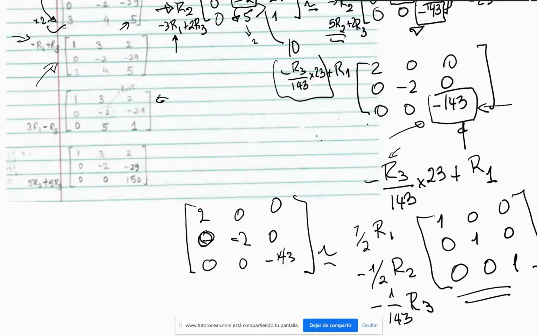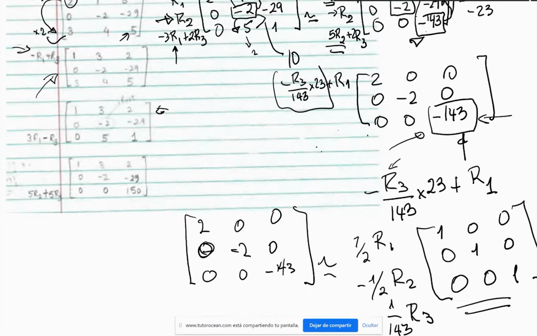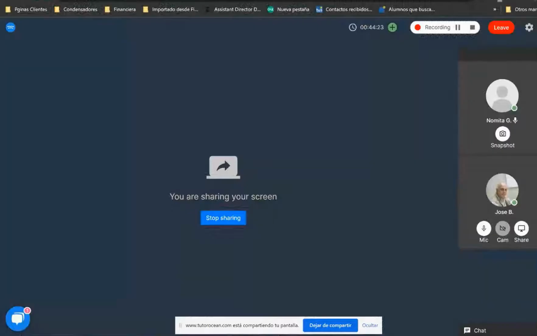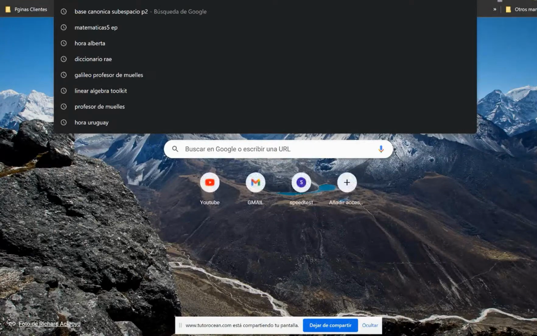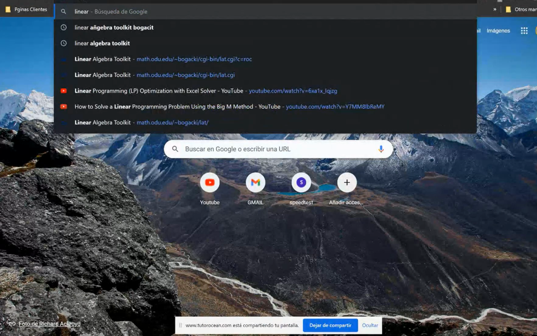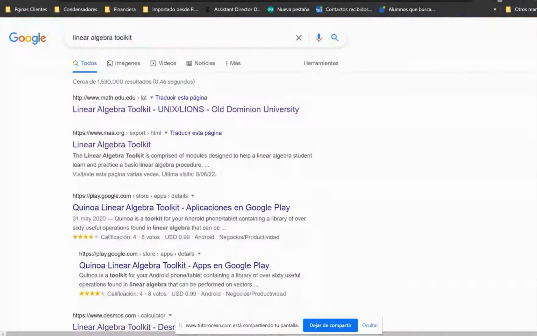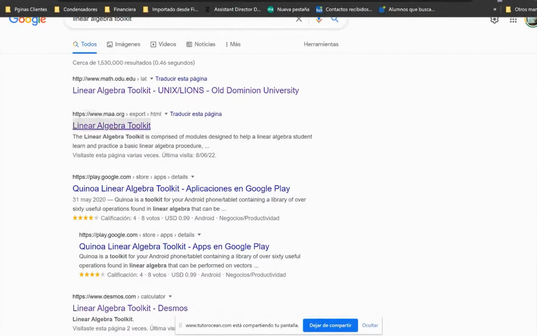If you want to check this at home, you go to Google, as I did before, and find the Linear Algebra Toolkit. It's there in the second result.